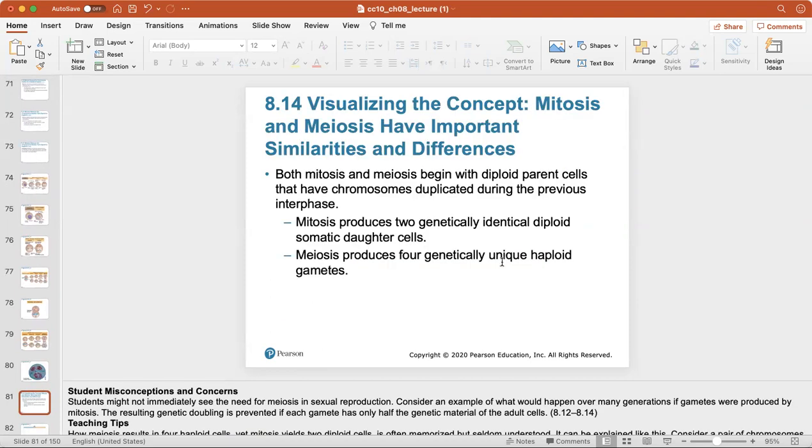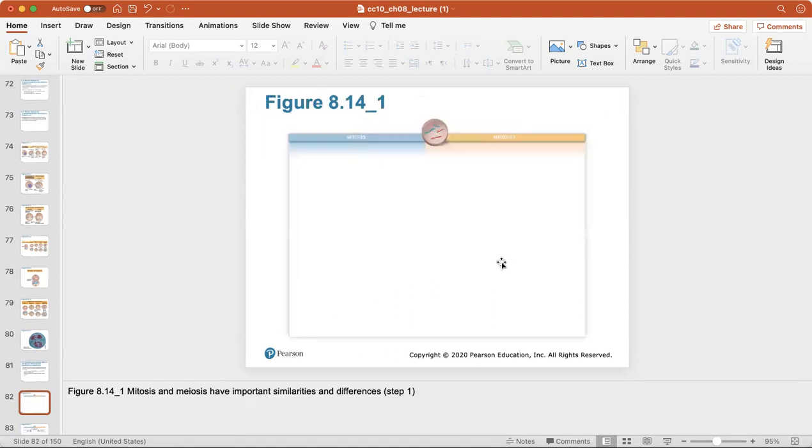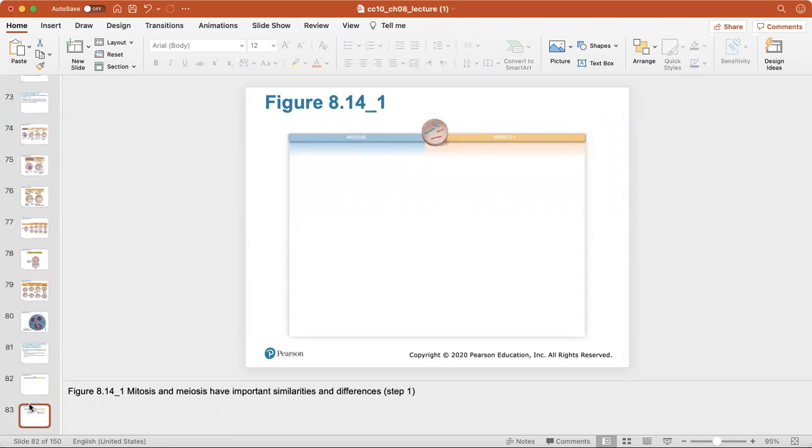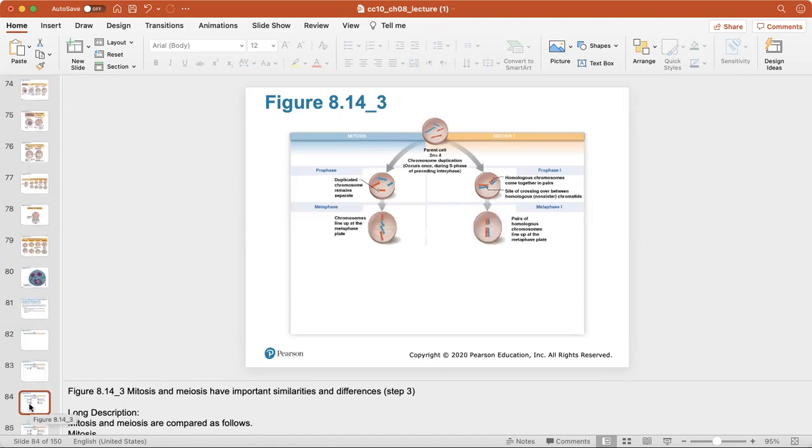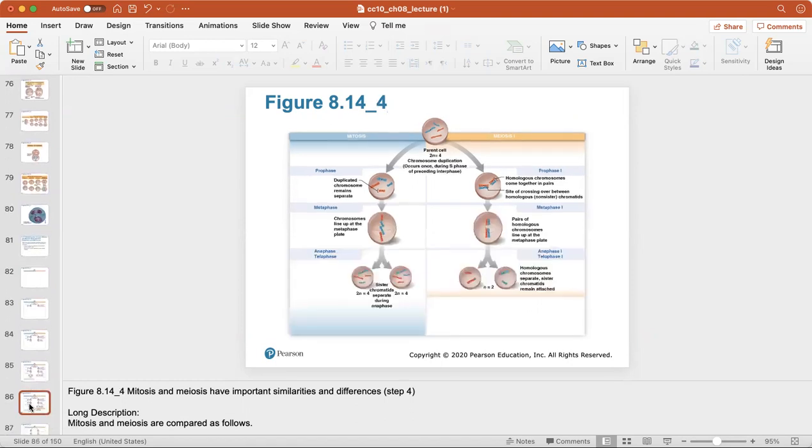Both mitosis and meiosis begin with diploid parent cells that have chromosomes duplicated during the previous interphase. So mitosis produces two genetically identical diploid somatic daughter cells, and meiosis produces 4 genetically unique haploid gametes. And I think we're eventually going to fill in this chart that takes us through a parent cell and what happens as it goes through mitosis or meiosis, to compare the difference between the two.